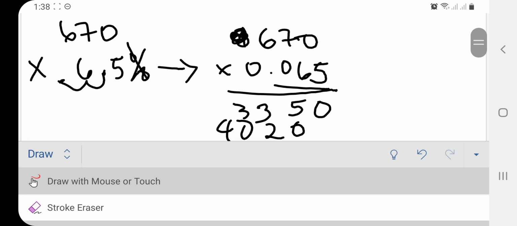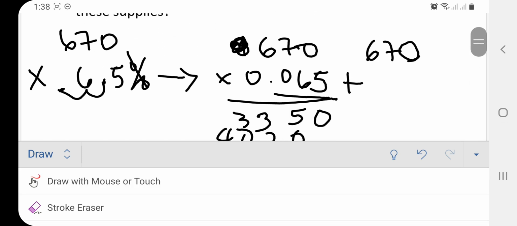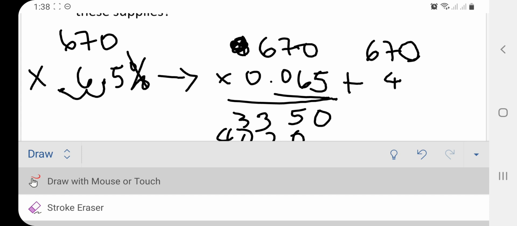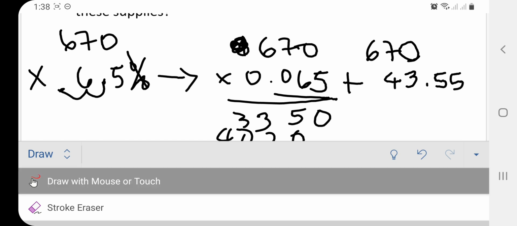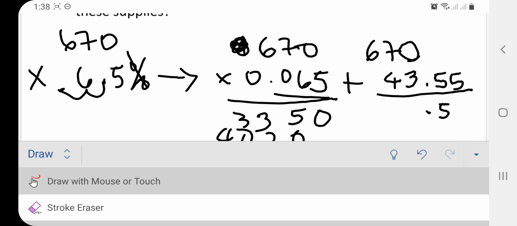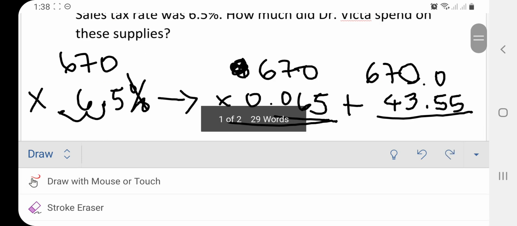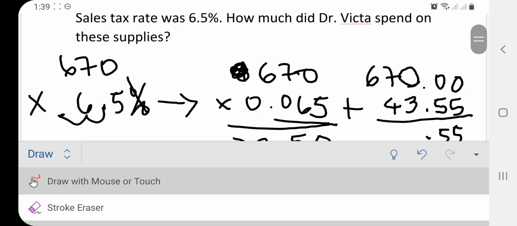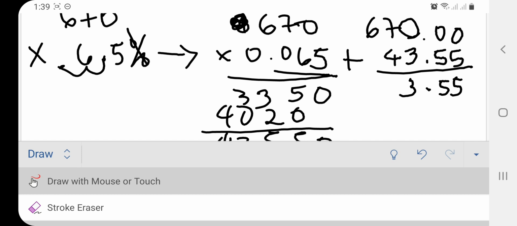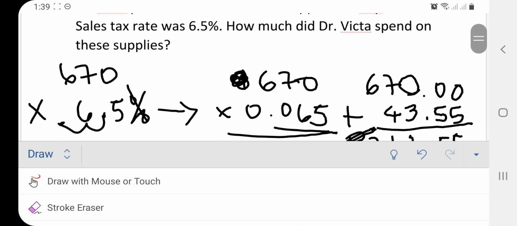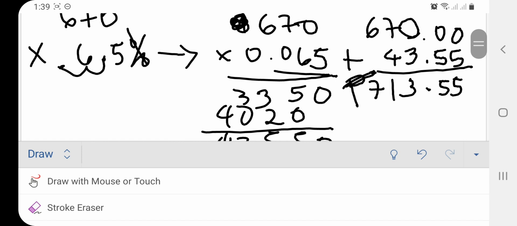So we can now add 670 plus 43.55. Let's add a zero so we will not be confused. Adding that gives 713.55. So this is the amount that Dr. Victa will spend on these supplies, which is 713 pesos and 55 centavos. That's all. Hope you understand it.